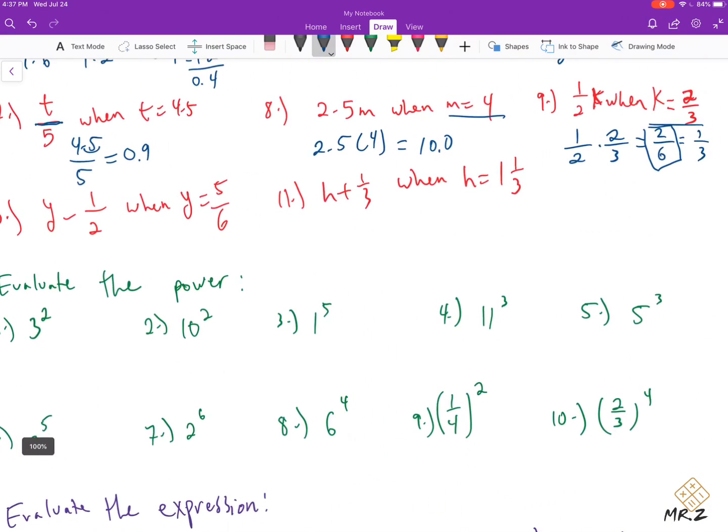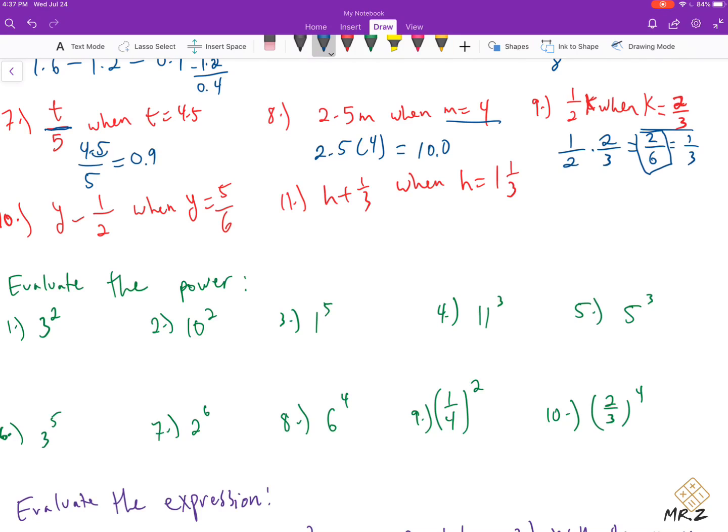Moving on. Again, if you want to practice on your own, you can pause the video, finish these, and then check your work with me after you've completed them. Again, if I'm going too fast, let me know. I'll try to slow down next time. But again, I'm just really plugging in the variables, and then it's simple computation after that.